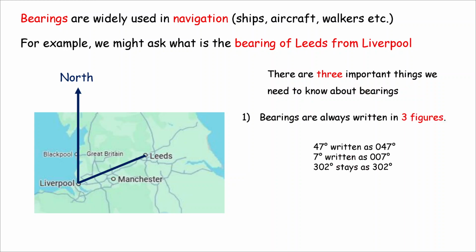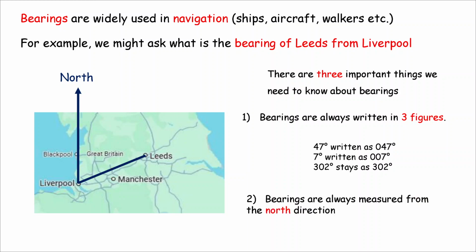The first one is that bearings are always written in three figures. So essentially what we're doing here is, because you're going from Liverpool, you're measuring the angle from Liverpool. You can use your protractor to measure this angle, which is here. A bearing is written in three figures. So let's just say you measured the angle to be 47 degrees. It probably isn't, but let's just say you did. You would write it as 047 because it's got to have three numbers in that bearing, and that's really important. If your number was 7, it would be 007. If it was like 302, you just keep it as 302 because there's already three figures in that. That's the first key thing about bearings.